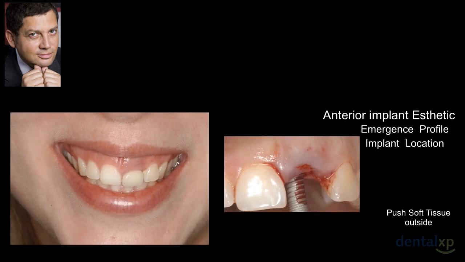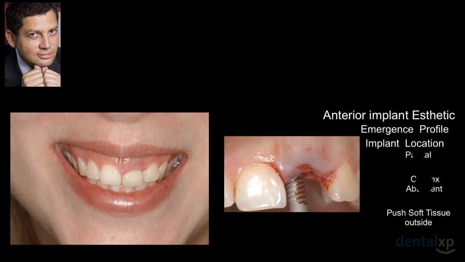A convex emergence profile is indicated when the implant is positioned more palatal in the cingulum position or in a position between the cingulum and the incisal edge position. In this case, we can observe that we have a patient with a high smile line, and we have to be very careful with the implant position.